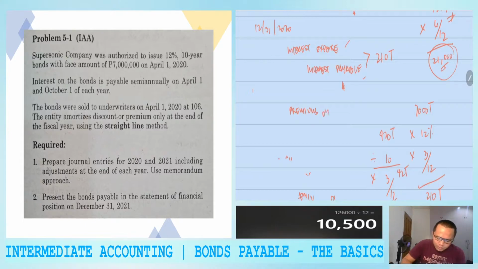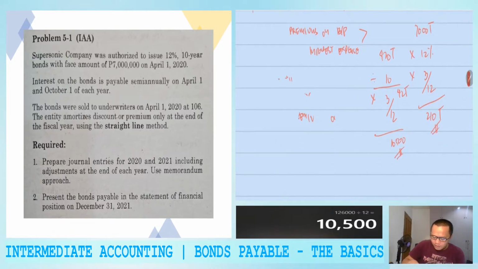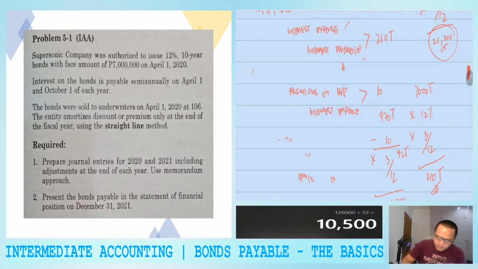So again, our entry on December 31, 2020, we have a debit to premiums on bonds payable, credit to interest expense at 10,500. Okay?